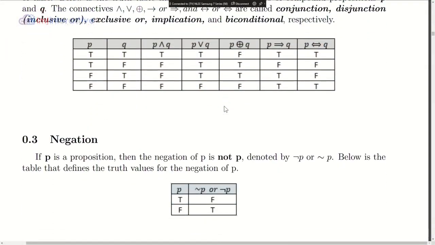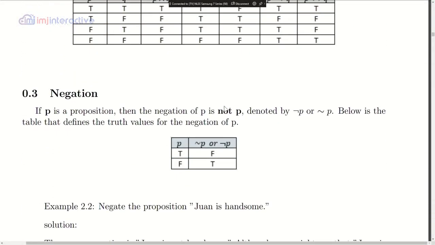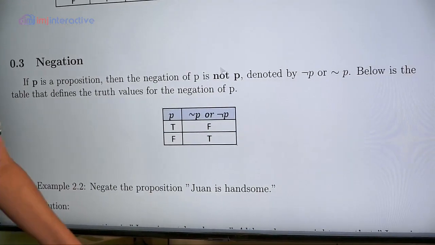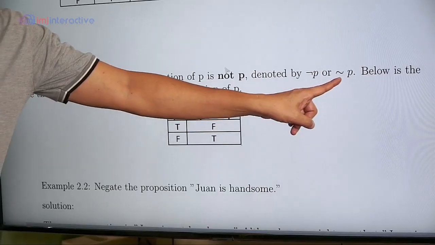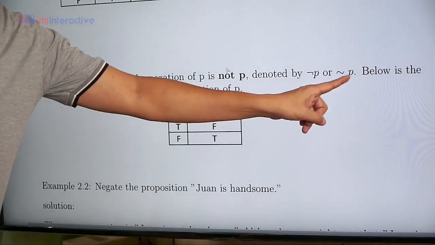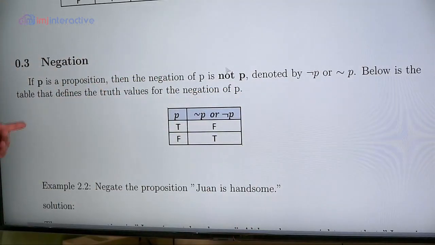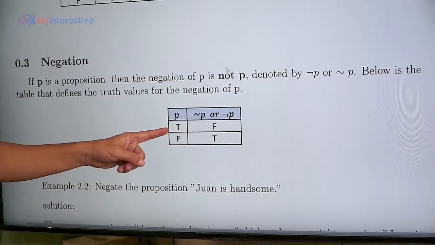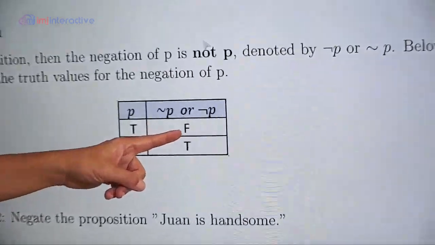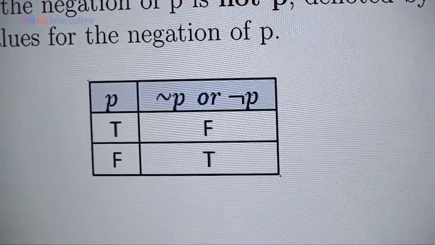Next, negation. If P is a proposition, then the negation of P is not P, represented by tail P or tilde P. So these are the symbols for a negation of P. Below is the table that defines not P. Meaning to say, if P is true, then not P is false. Let's take an example.